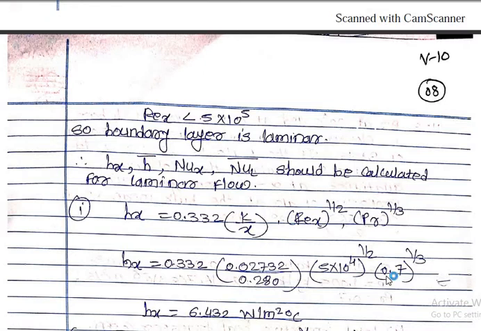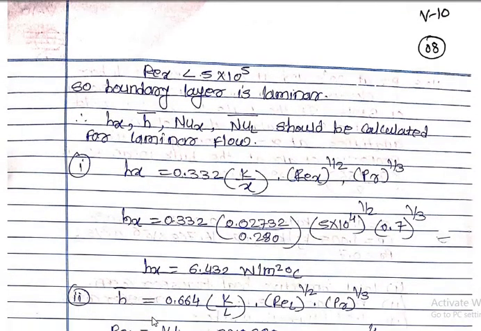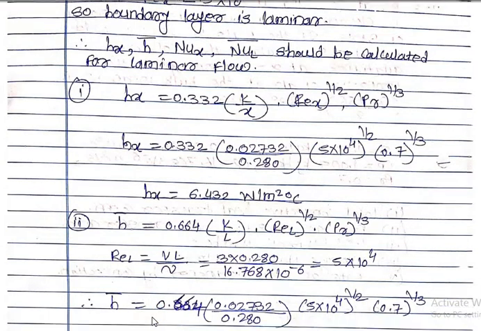So we'll get the Hx value as 6.432 W/m²·°C, where Hx is the local heat transfer coefficient. Next we have to find the h-bar, that is the average heat transfer coefficient. For laminar flow, it is given as 0.664 × (k/L) × Re_L^(1/2) × Pr^(1/3).